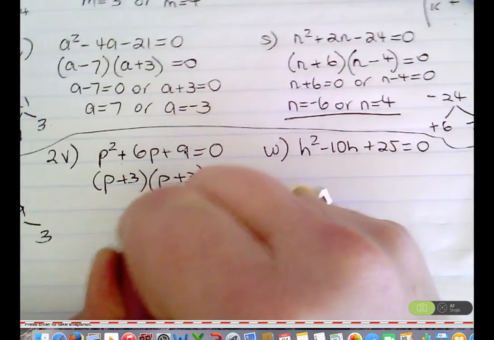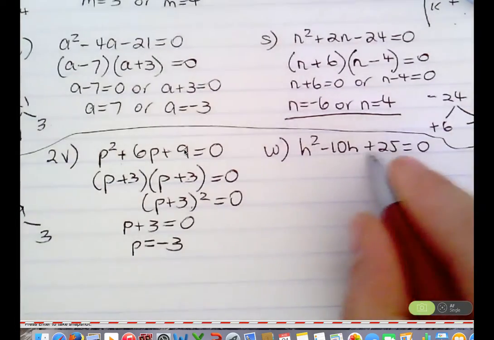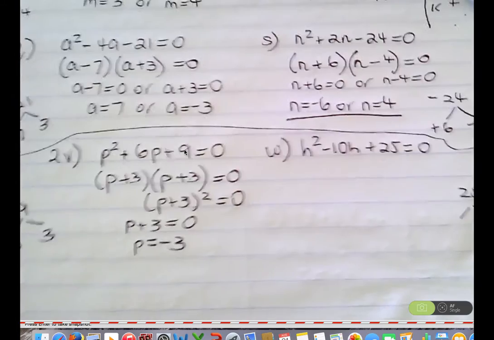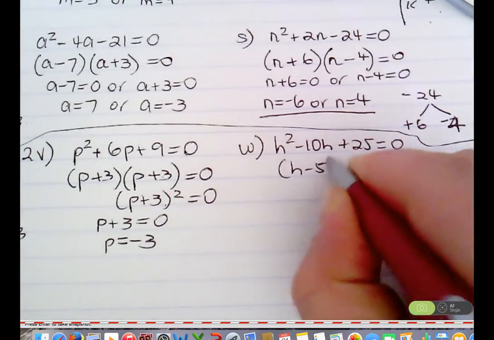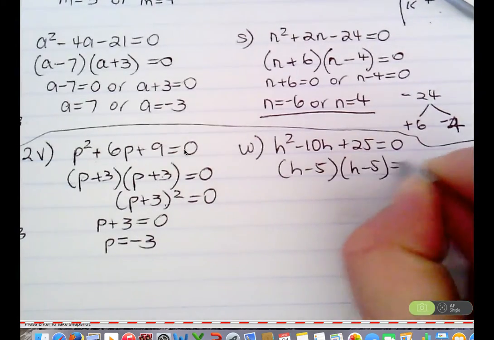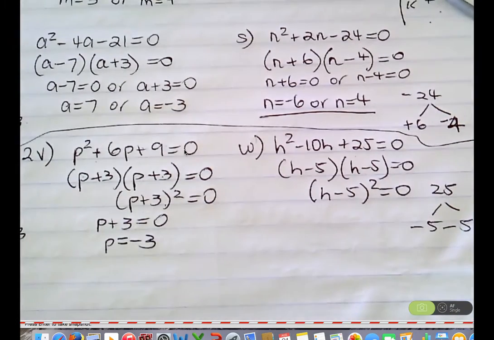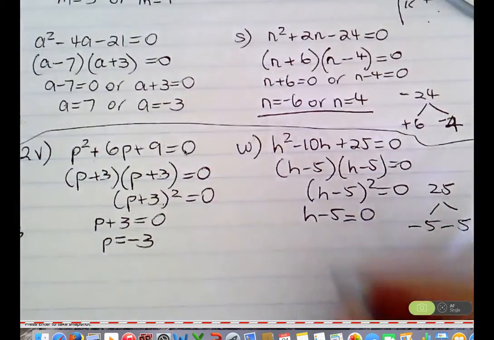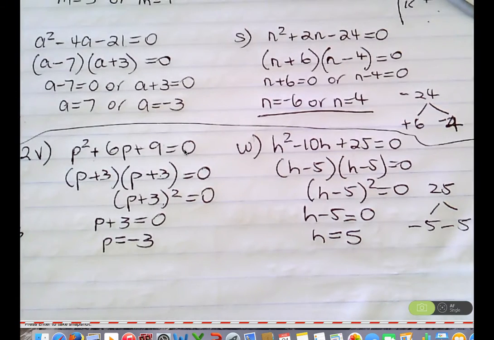So, girls, therefore, p plus 3 is 0. What's p? And this one, what have you got? Two numbers that add up to give, girls, it's not plus 5 and plus 5. So, what is it? h minus 5. How can I write that simply? Perfect square with a minus. So, therefore, what does h minus 5 equal? What does h equal? Okay.